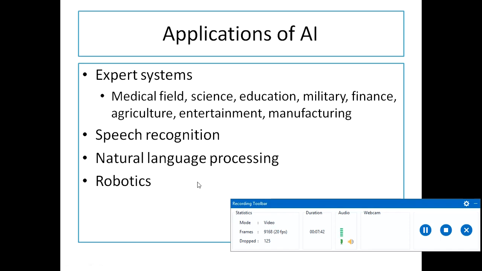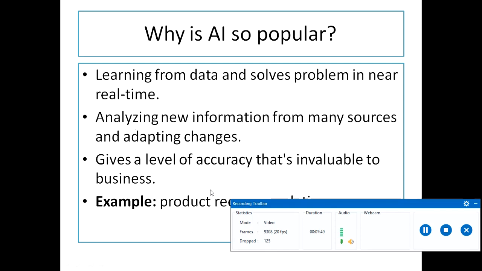Robots are popularly used in an environment where humans cannot intervene or cannot perform the task. And why is it so popular? In the sense that it learns from huge amounts of data and solves complex problems which cannot be solved by a normal program or a simple program. So AI is also capable of analyzing new information from different sources and adapts to changes occurring in the environment. It gives better accuracy that will be quite helpful for improving the business.